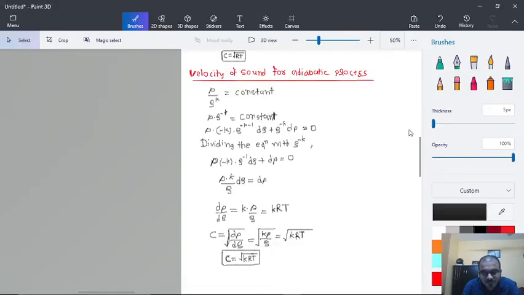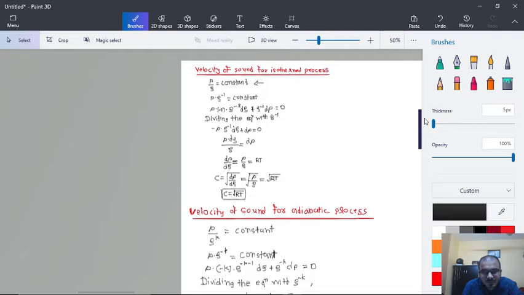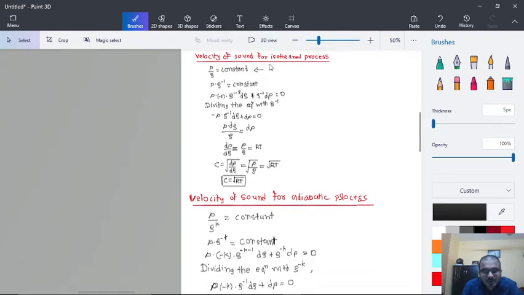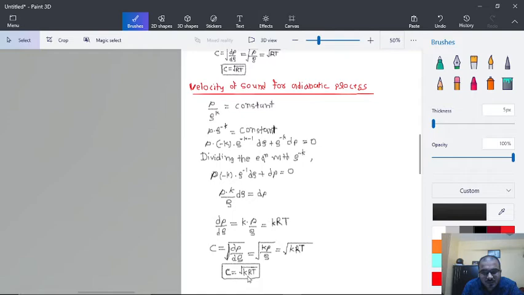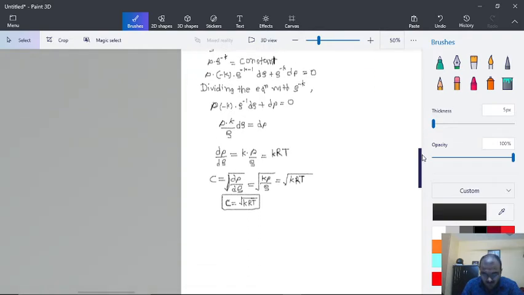So let's move forward with our next theory, and if you see the comparison between these two, then in case of isothermal process the value of speed of sound is square root of RT, and in case of adiabatic process the value is square root of kRT. So it is multiplied with the adiabatic index, that is gamma, ratio of Cp by Cv. Now let's move forward with our next theory, that is Mach number.